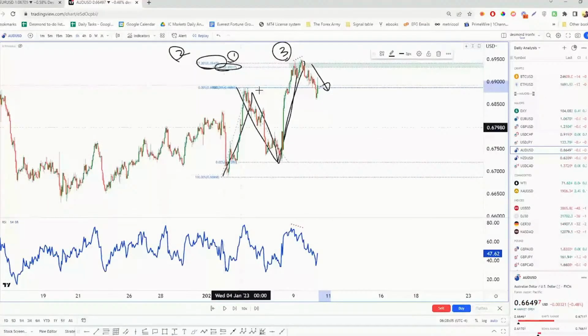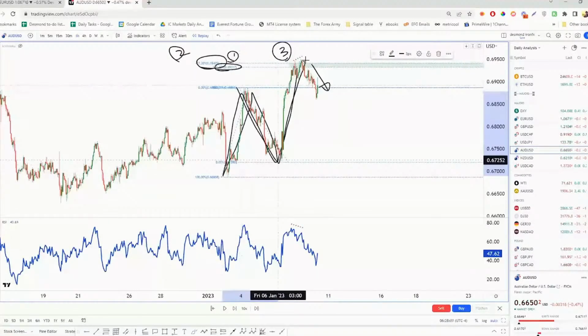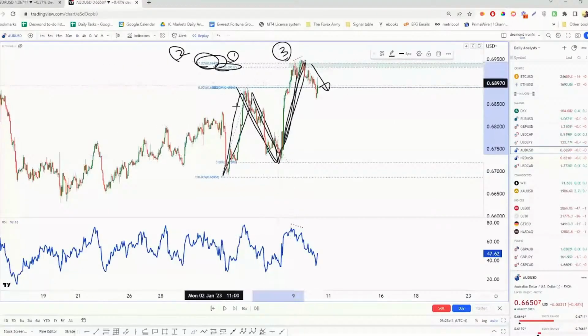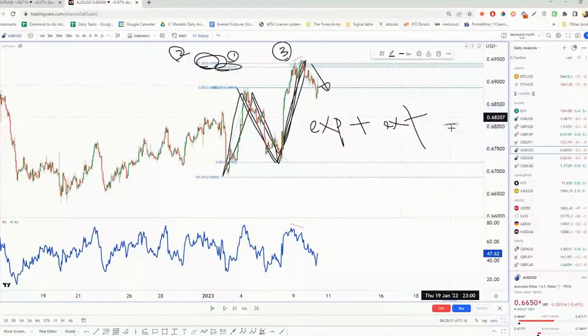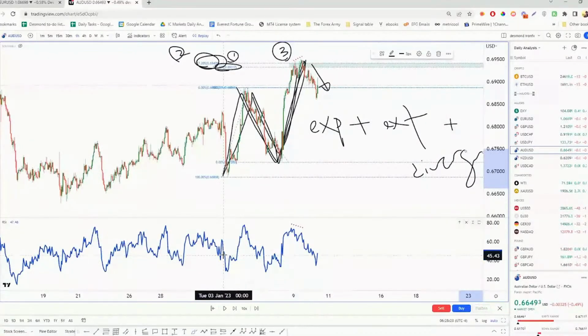So this is an example of finding a Fibonacci expansion along with a Fibonacci extension. So this is expansion plus extension plus divergence. All three of it lining up very nicely to call this reversal over here.